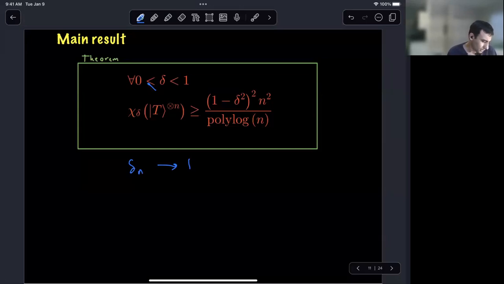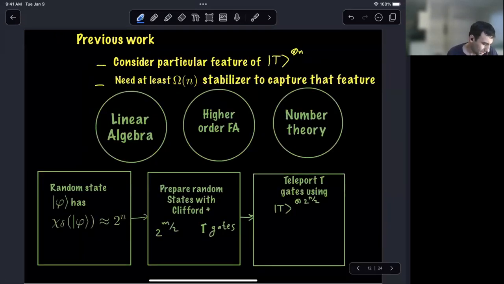Now I want to give the main ingredients of our proof. Just before talking about the proof, it's good to compare our proof to the proof of the previous results, all the results proving linear lower bound. They use different techniques. They have very smart ideas in the proof, but the flavor of all the proofs was very similar, and it was as follows.